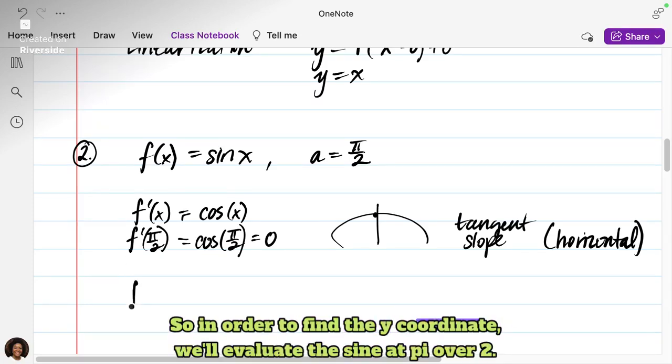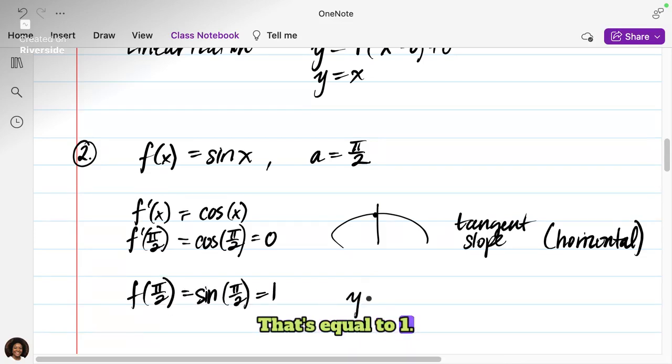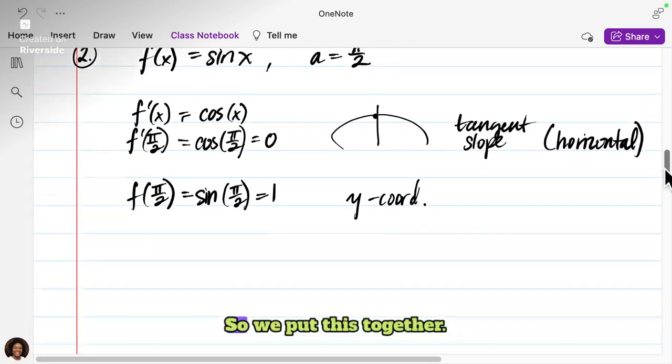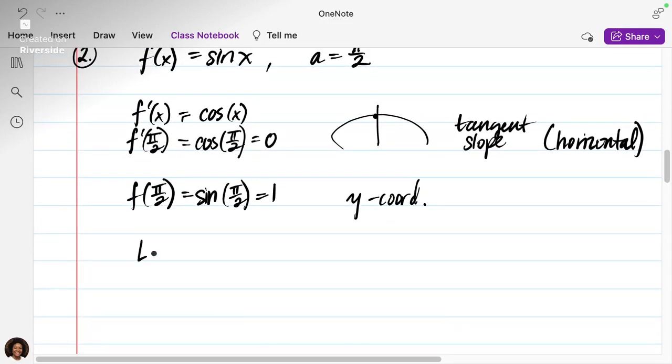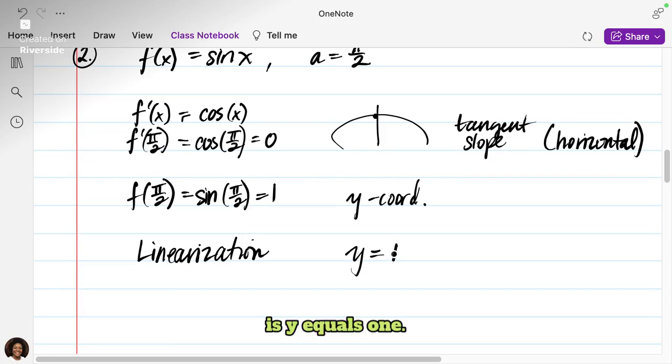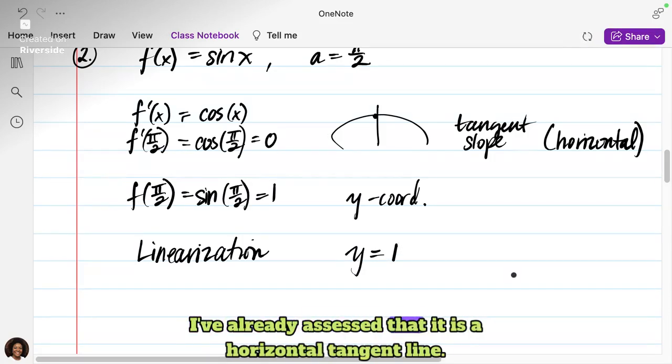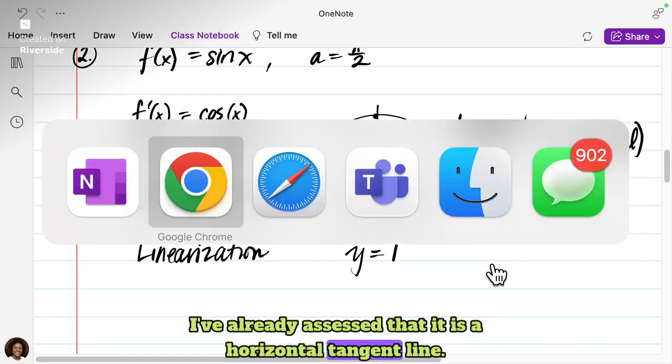So in order to find the y coordinate, we'll evaluate the sine at pi over 2. That's equal to 1. That's the y coordinate of the point. So when we put this together, the linearization is y equals 1. Now, I don't need to put it in point slope form. I've already assessed that it is a horizontal tangent line.